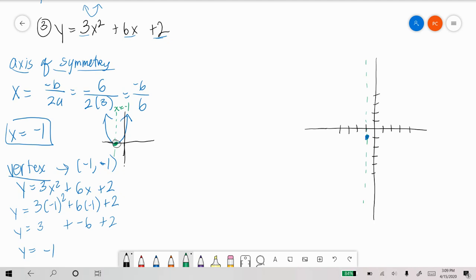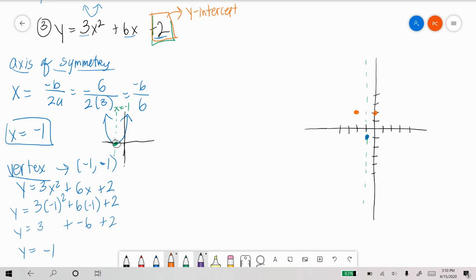Okay, the next point we could plot is the y-intercept. The c value tells us the y-intercept. Okay, so at 0, 2, right there, that's the y-intercept. And this point can be reflected over that axis of symmetry to get negative 2, 2, right here. And that's another point on the parabola.